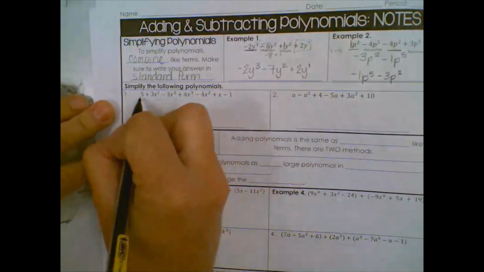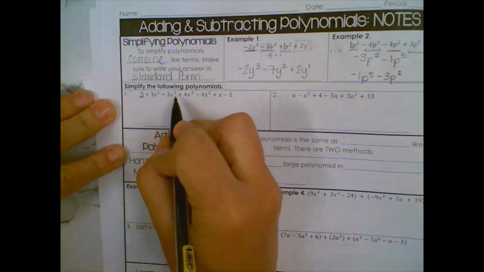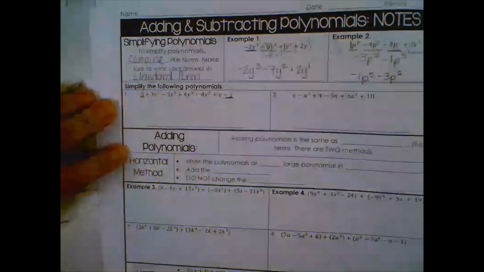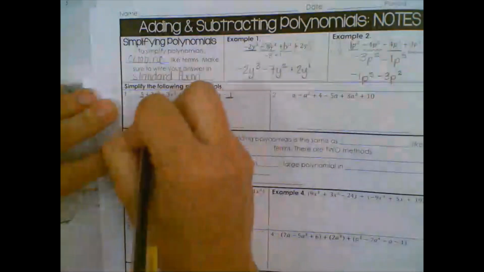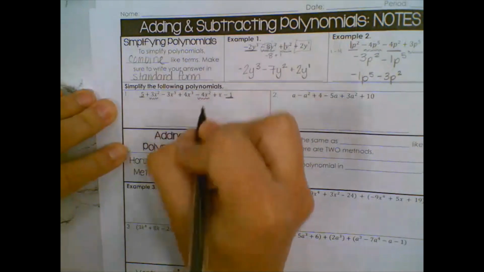Okay, so this first one here, this 5, that is called a constant. There's no variable like it, so what I'm going to do is look, I have another constant here, and I mark it with the same symbol. This is x squared. I scan through. I do have another x squared.